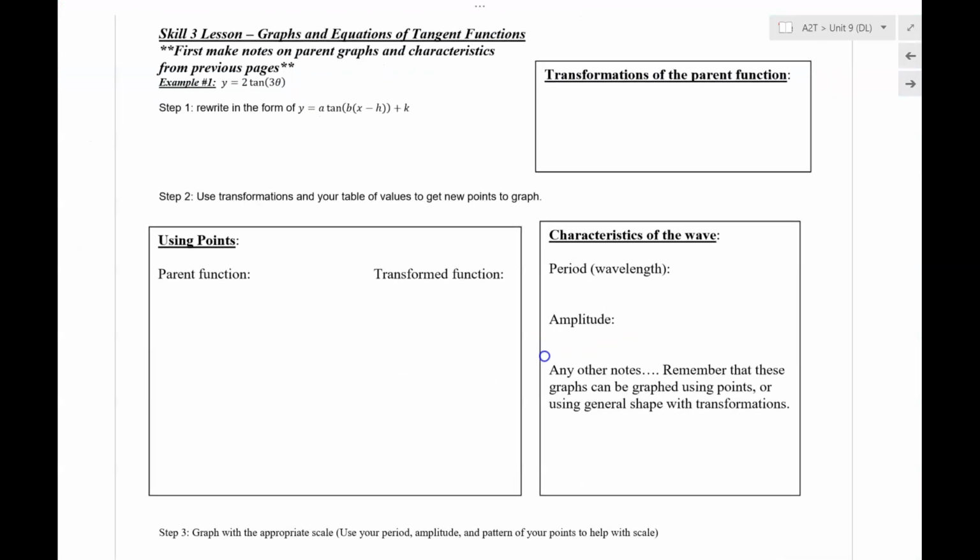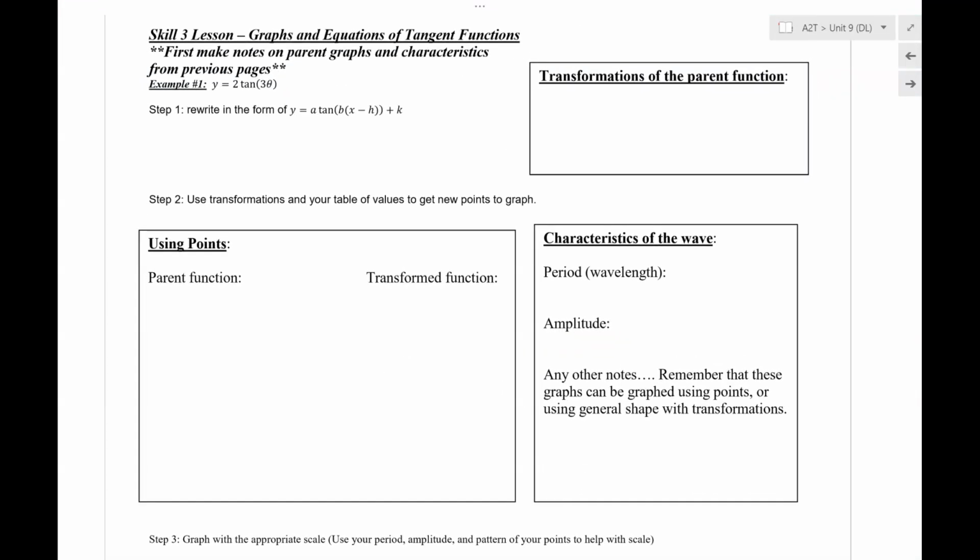Okay, so just like with sine and cosine and every other function we've done, you have to factor out the b value if it exists. So we have 2 tan, factor out the 3. Theta is just our input. You can use x if you want to.